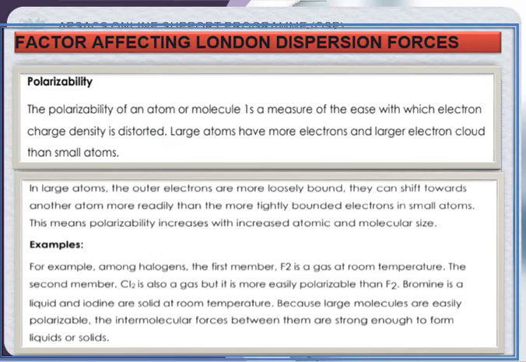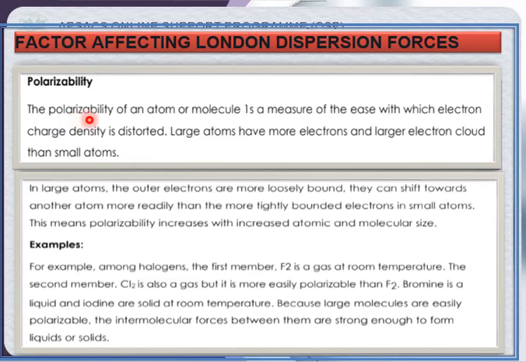The next is polarizability. The polarizability of an atom or a molecule is a measure of the ease with which electron charge density is distorted. Large atoms have more electrons and larger electron clouds than small atoms.